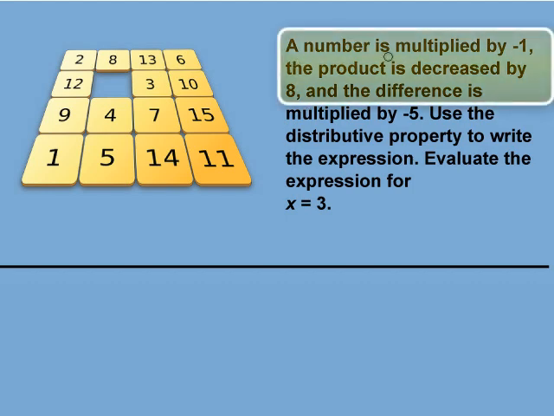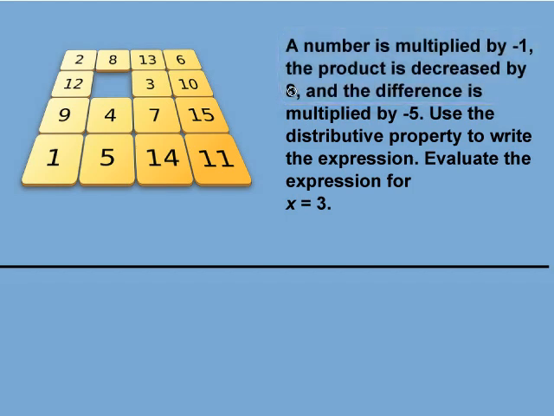A number is multiplied by -1. The product is decreased by 8. Since we don't know which number, we designate it as -x. This number is decreased by 8, so we write -x minus 8. This difference, or the entire expression, is multiplied by -5. So we enclose the expression in parentheses and multiply the whole expression by -5, as shown here.